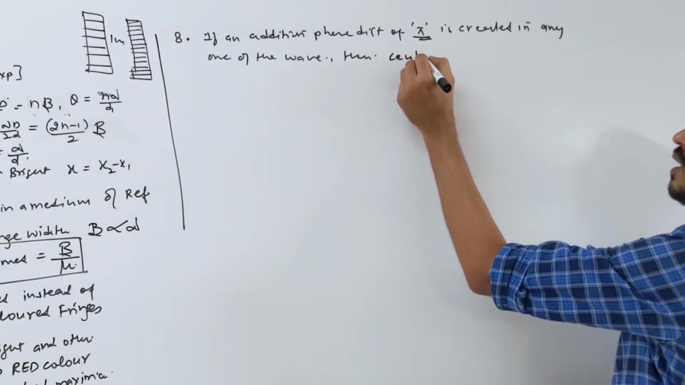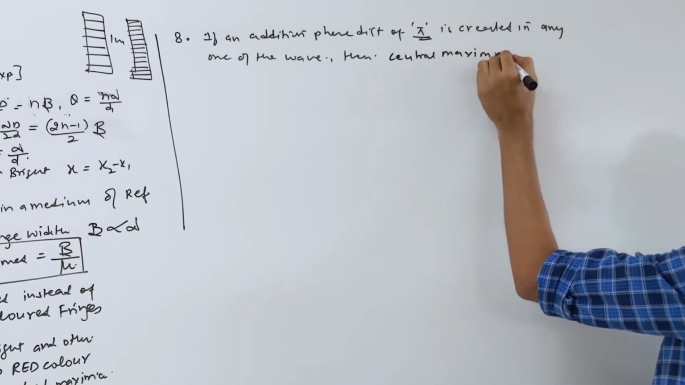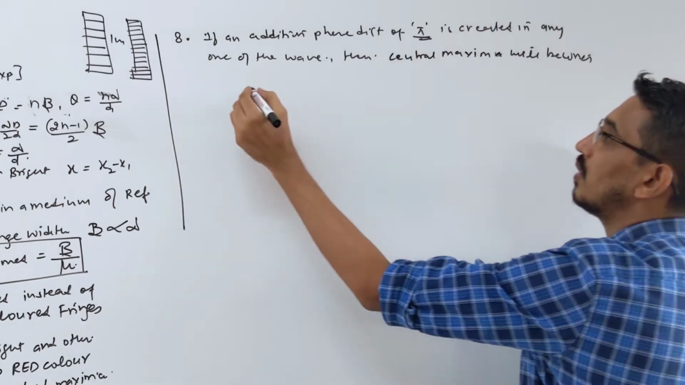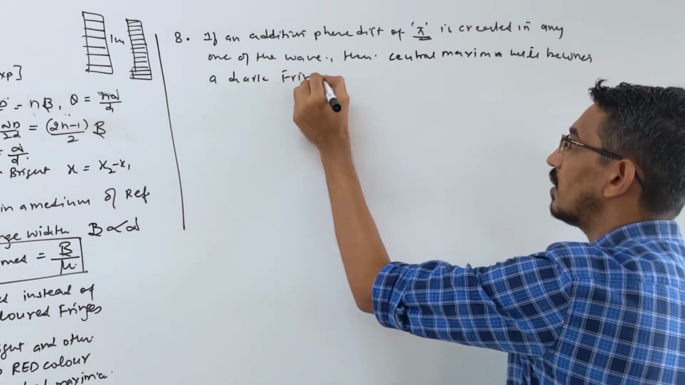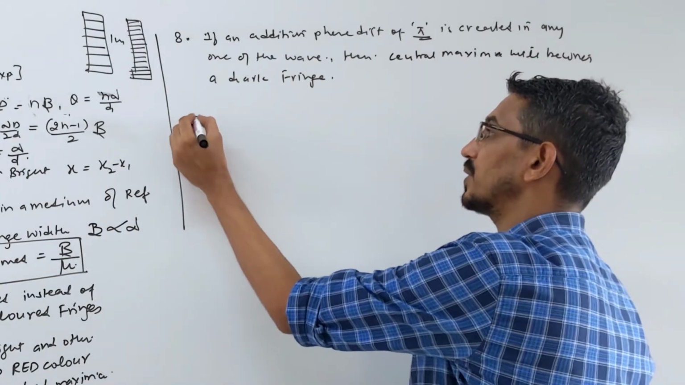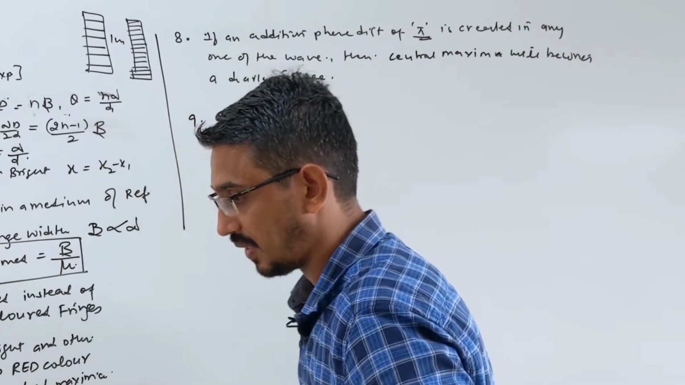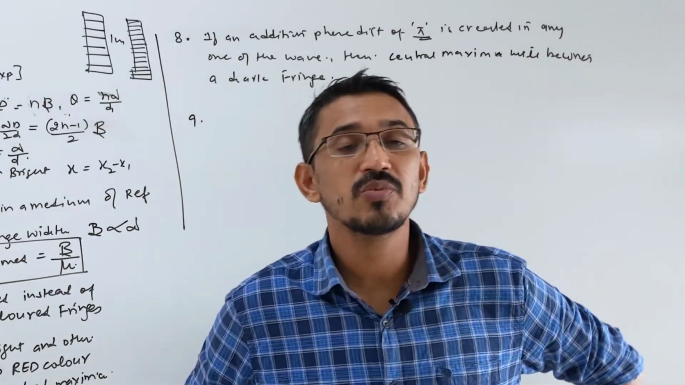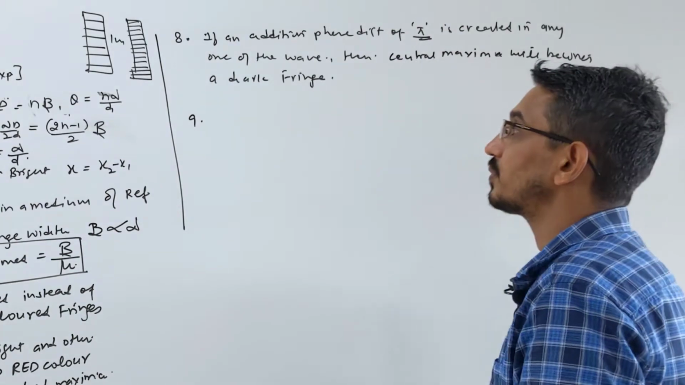Then the central maxima will become a dark fringe. Yes, it will become a dark fringe if you do like this. Clear? Yes, it's very important, you have to remember this theoretically. Then they can ask you about distance, like if we change small d and capital D, then what happens? Theoretically they have asked this in our exam.